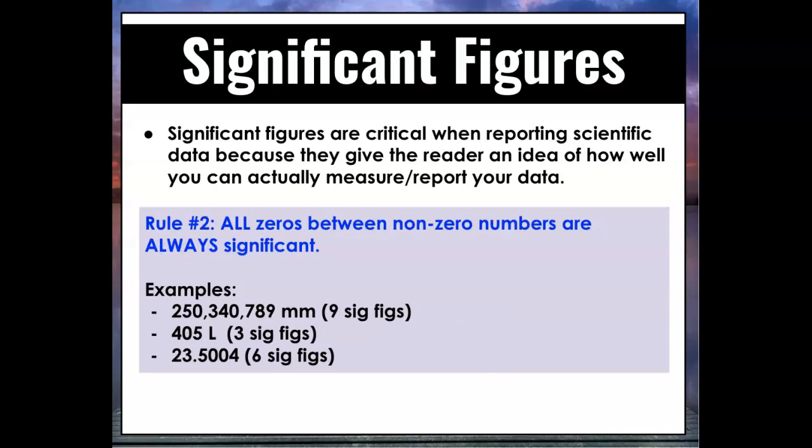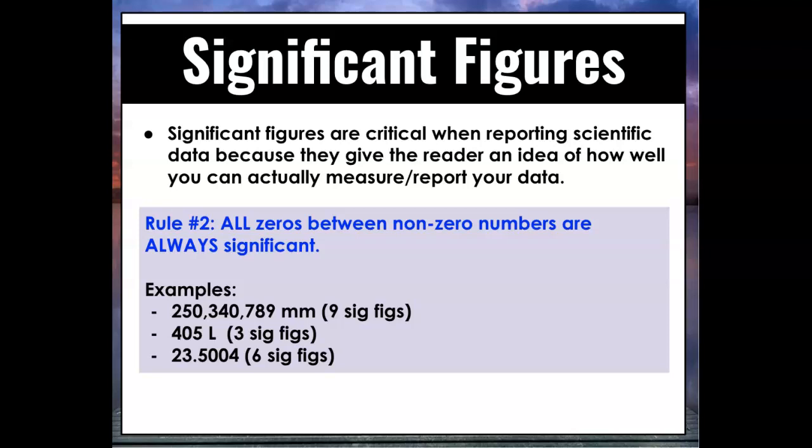Rule number 2 says all zeros between non-zero numbers are also significant. If we have a 0 sandwiched between a couple of numbers, that 0 is significant. So for example, in 250,340,789, those zeros in there are significant, so therefore there are 9 significant figures.